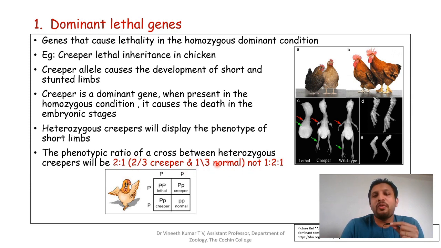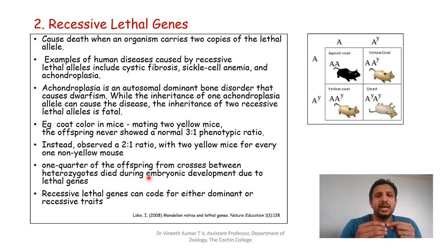You cannot see the four, that means 1 by 4, 2 by 4, and 1 by 4 was the normal ratio, but here it is changed to just 2 by 3 and 1 by 3, because only three individuals are born live, and this one is being lethal. The total number is reduced to 3 from 4. So this is what is called a lethal gene, and the example is the creeper lethal in the case of chickens. So coming to the second type, which is the recessive lethal genes.